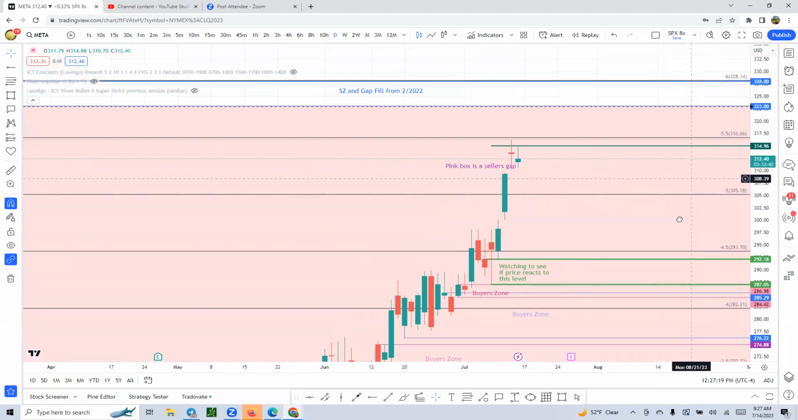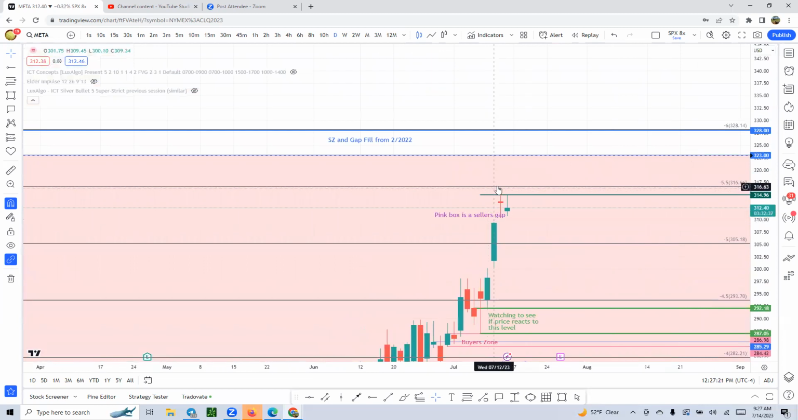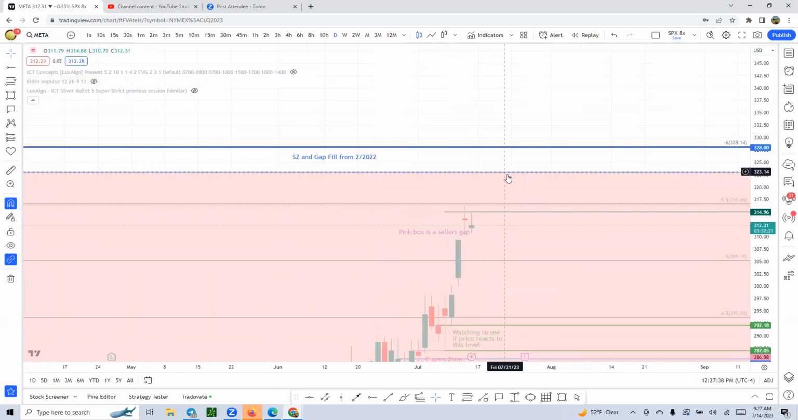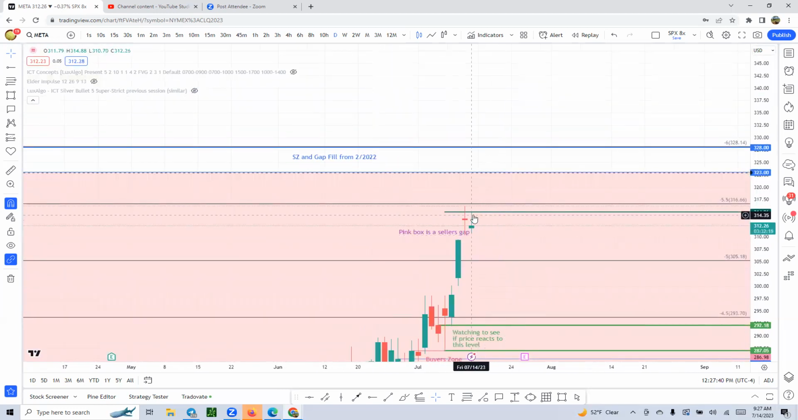So check this out. It almost got up to the 5.5, and now it's finding some resistance. And I'm actually in this trade. I got in down here, and I'll do another video after I get out and take profit to tell you guys about that trade. So anyway, I can take that off.